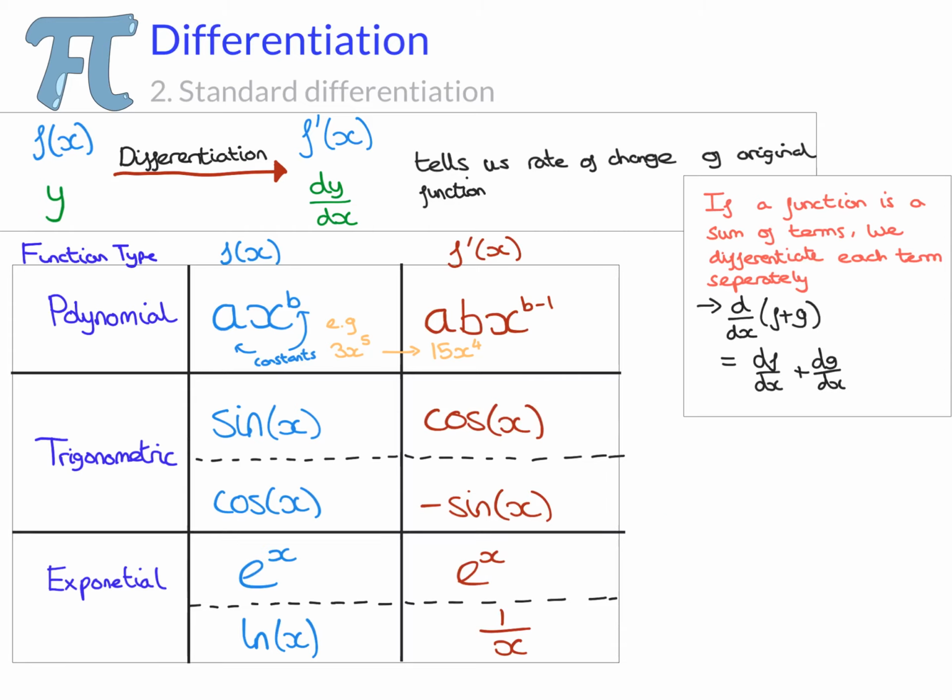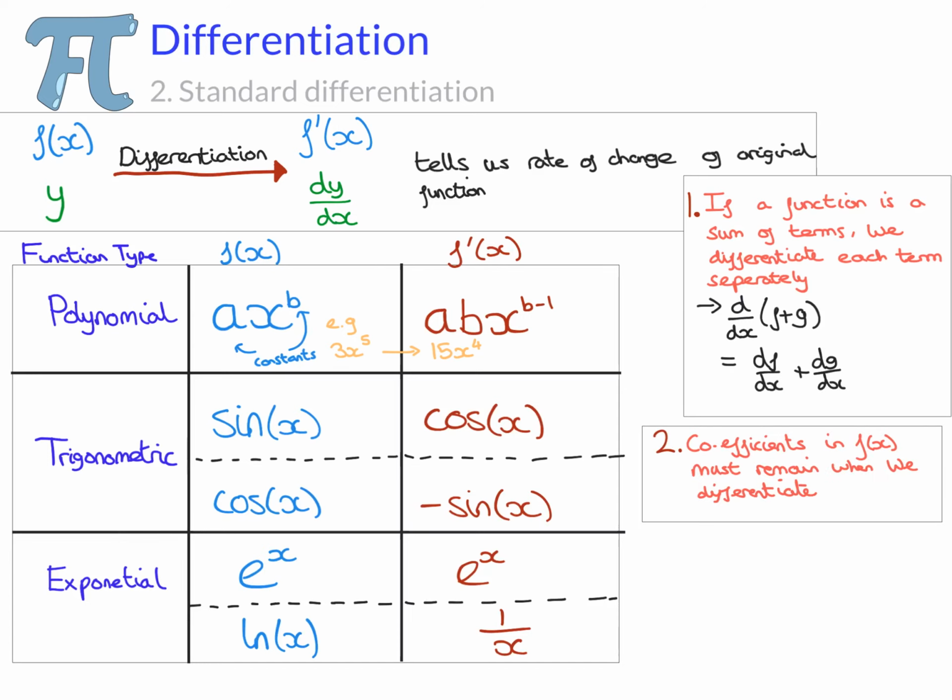From these building blocks, we can differentiate a lot of different functions. We must remember two things. One is that we differentiate each separate term in a function independently. And two is that any coefficients or minus signs in the original function must still be included when we differentiate.